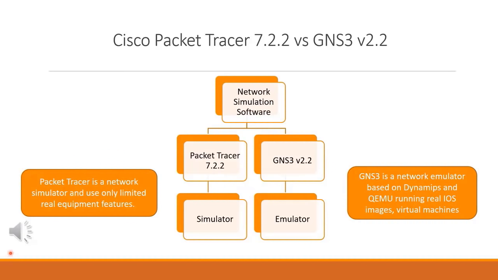In order to understand the difference between Cisco Packet Tracer and GNS3, first we need to know what Packet Tracer is and what GNS3 is. Packet Tracer is a network simulator which is Cisco proprietary, and it has only limited features compared to real equipment. However, GNS3 is a network emulator based on Dynamips and QEMU, and obviously it has the real IOS images.